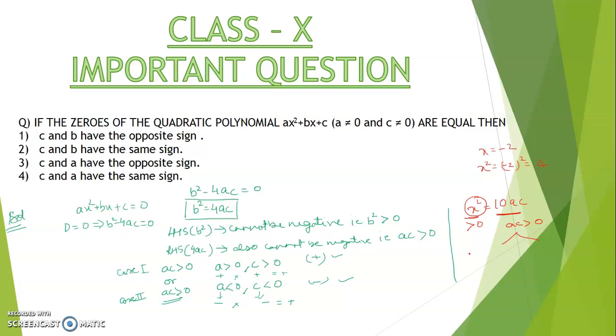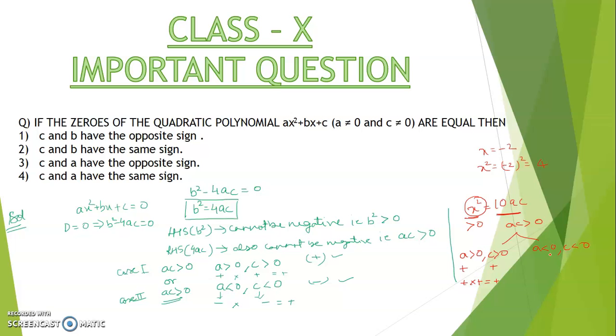This means there are two possibilities. A will be greater than 0 and C will be greater than 0. See here, A greater than 0, positive, C greater than 0, positive. Now it is AC, this means A into C. This means positive into positive is equal to positive. So verified, correct. Now if I take A less than 0 and C less than 0.